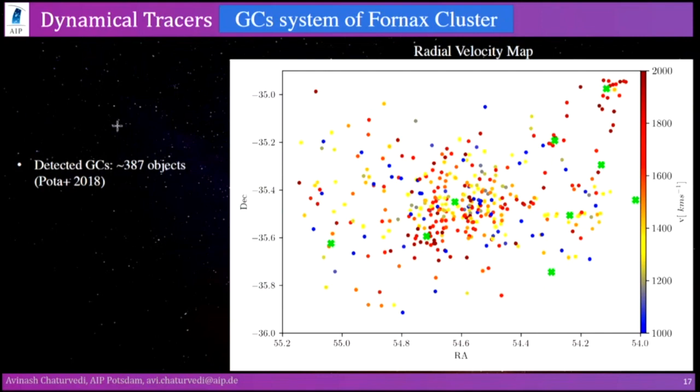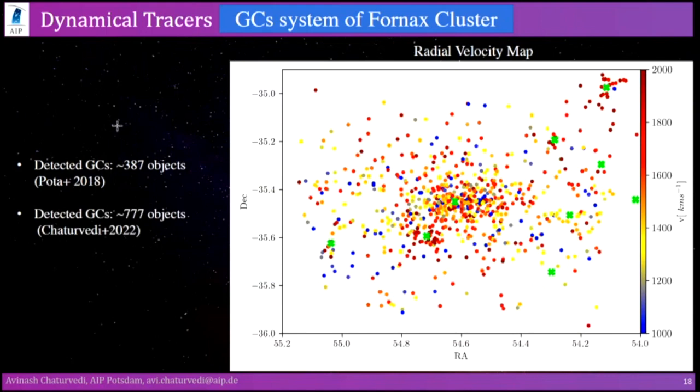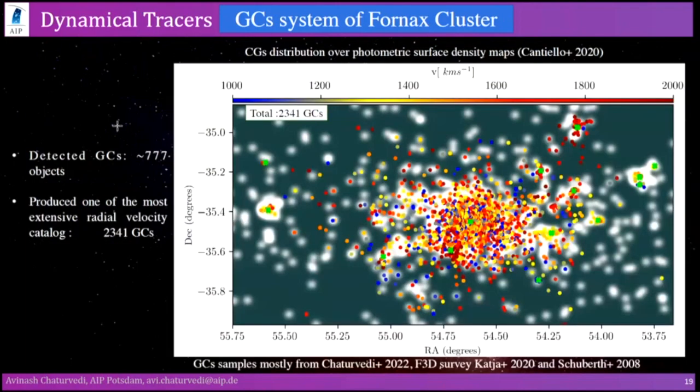And after our analysis, we reanalyzed this data set. We basically doubled the globular cluster numbers on the same data set. So this is the first point to take away: by reanalyzing the VIMOS data set, we doubled the globular cluster numbers on the same data. And if I combine this globular cluster catalog with all the previous velocity measurements, this produces one of the most extensive globular cluster radial velocity catalogs in the Fornax environment, with a total of more than 2,300 globular clusters.